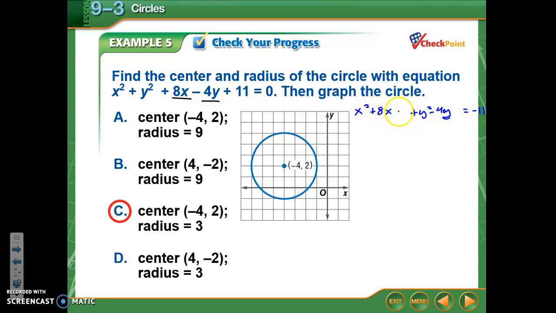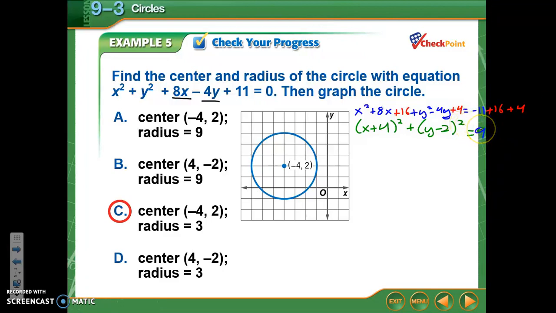Half of 8 is 4. 4 squared is 16, so I'm going to have to add a 16 to both sides. Y squared minus 4y, half of negative 4 is negative 2, squared is positive 4. So I'm going to have to add a 4 to both sides. Why do I do that? Because now x squared plus 8x plus 16 is x plus 4 quantity squared. And y squared minus 4y plus 4 is y minus 2 quantity squared. And then on the right-hand side, I have negative 11 plus 16, which is 5, plus 4, which is 9.